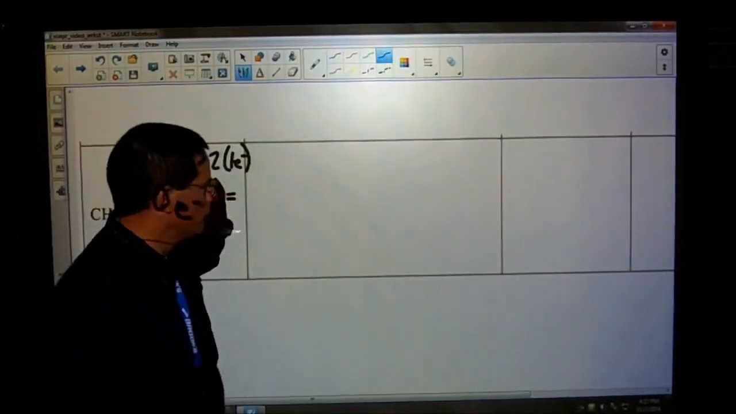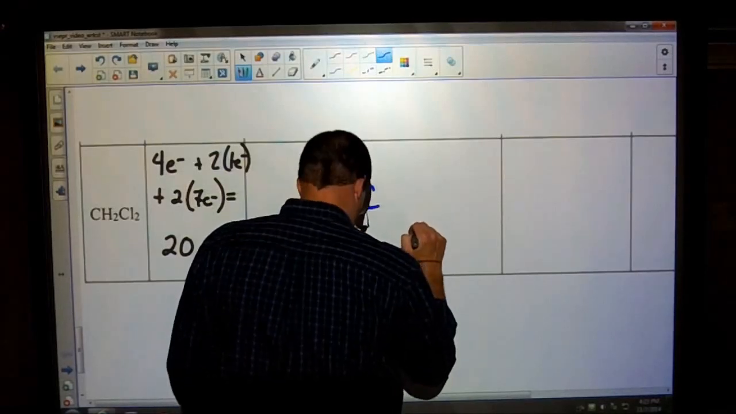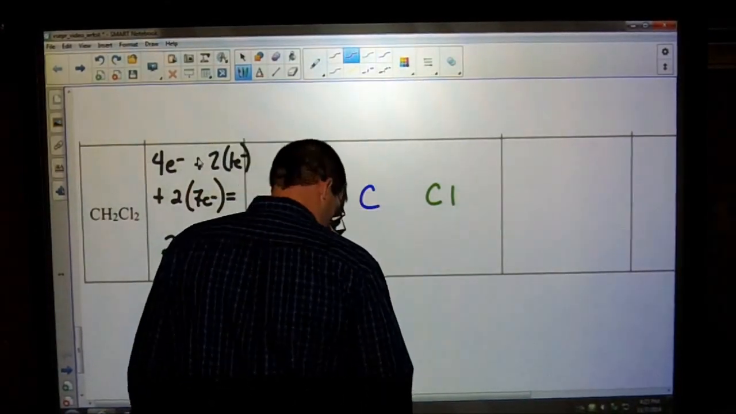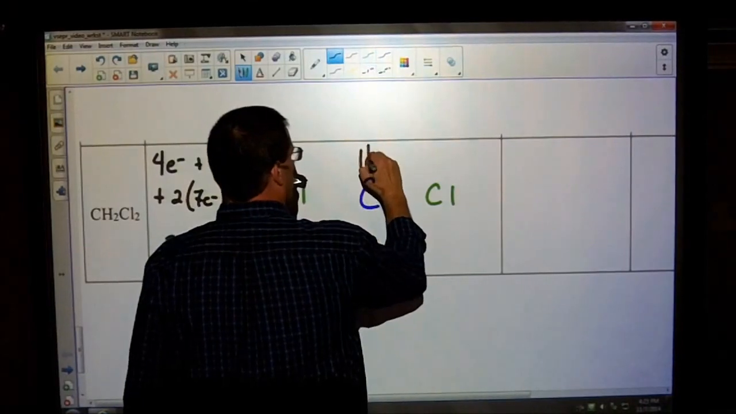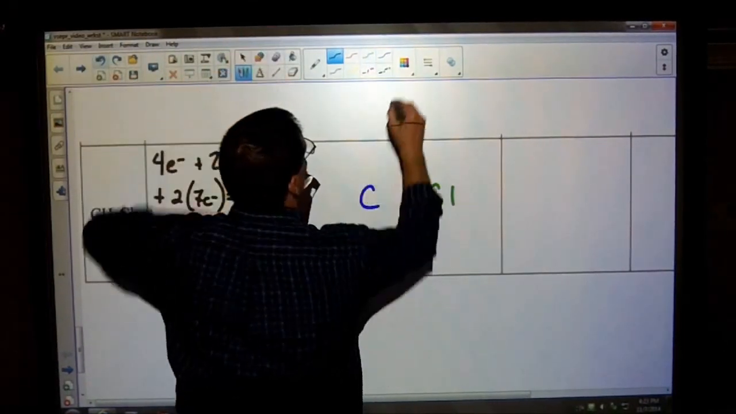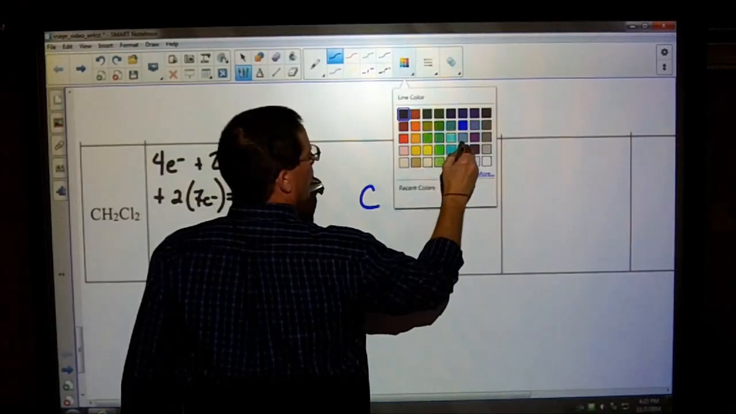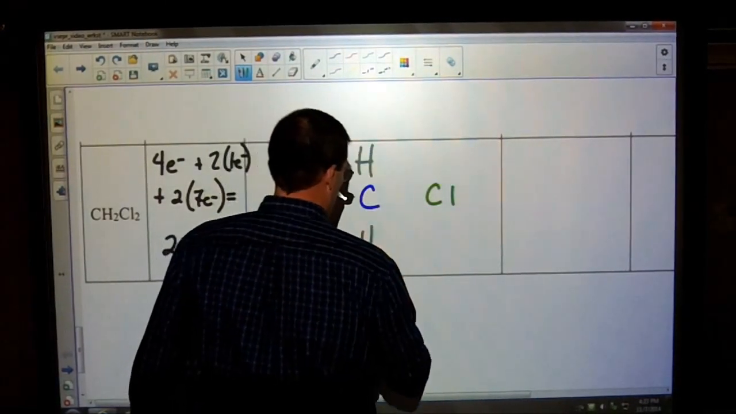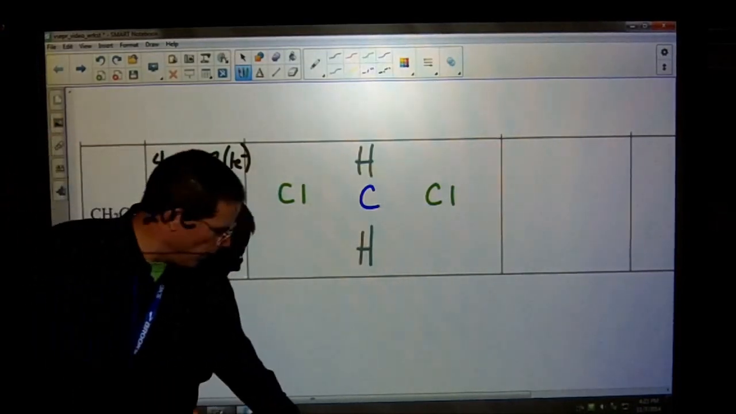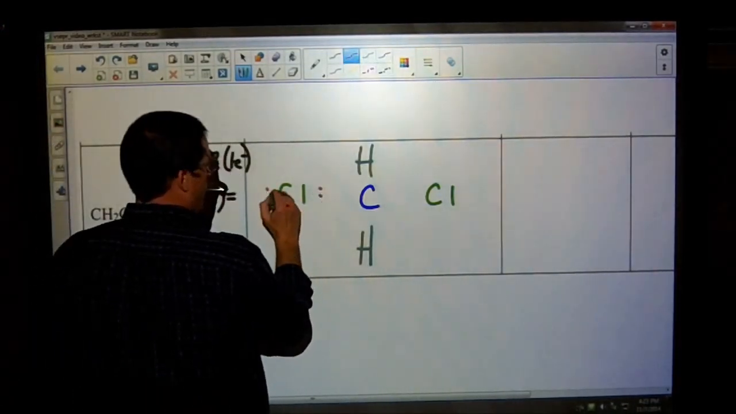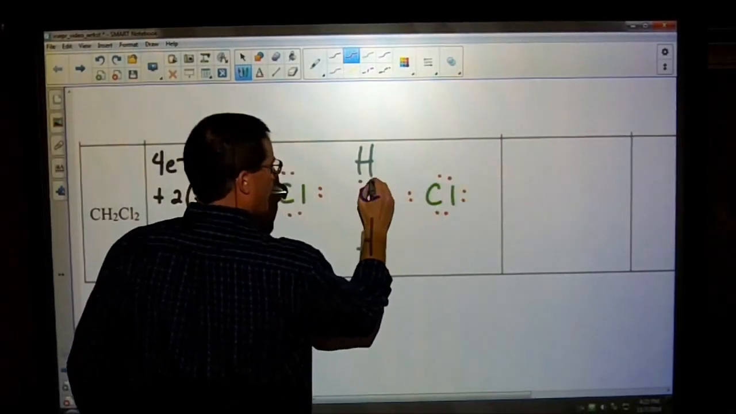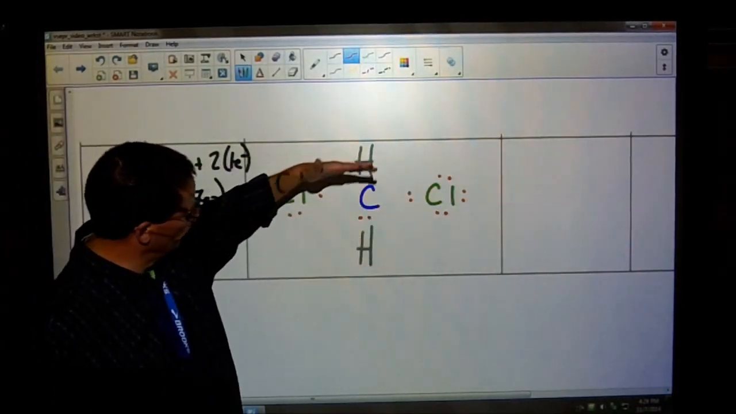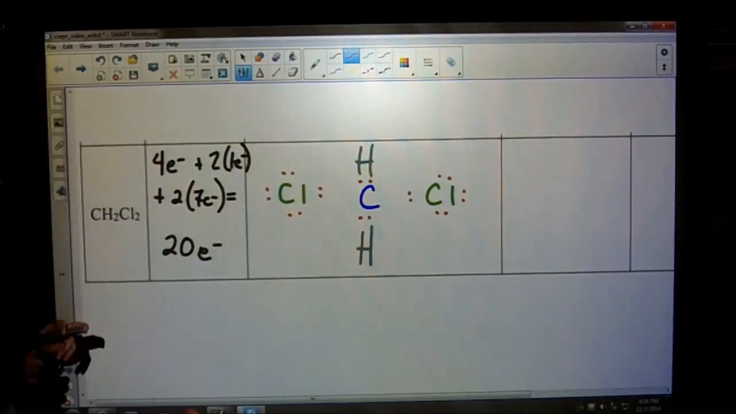Again, put carbon in the middle. And I'm going to put the chlorines over here. I'm going to put the hydrogens. Oh, let's not use that color. Let's use a different color. Gray, yummy. All right, so again, satisfy, give them what they want. So we have 8 electrons on each chlorine, which is 16. Add 2 and 2, so that's a total of 20 electrons. So there's our structure.